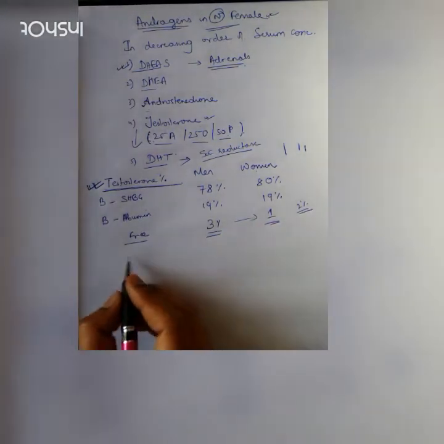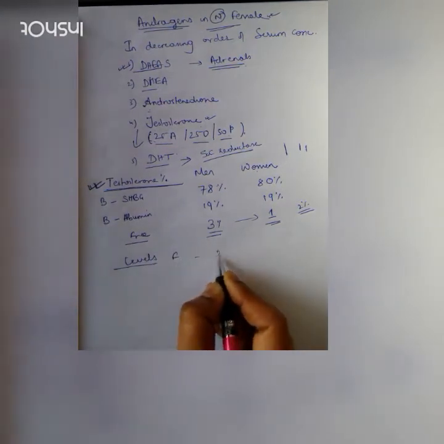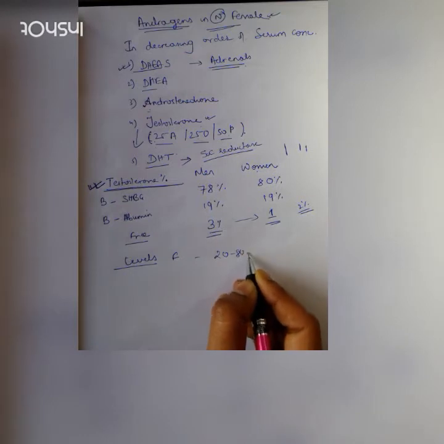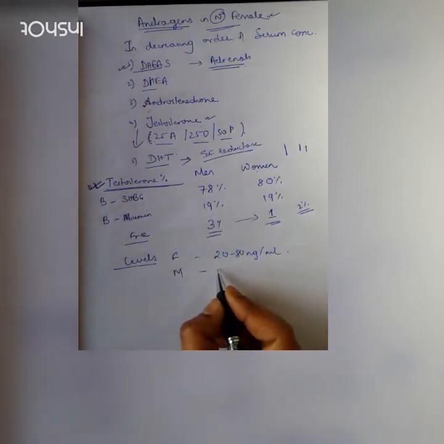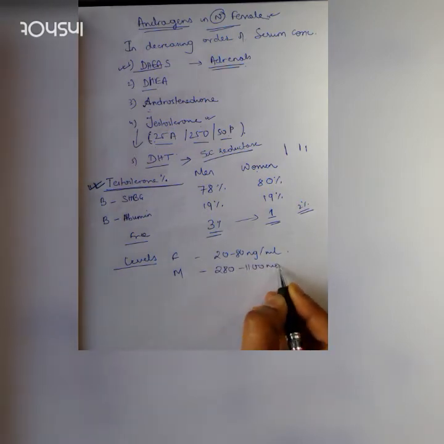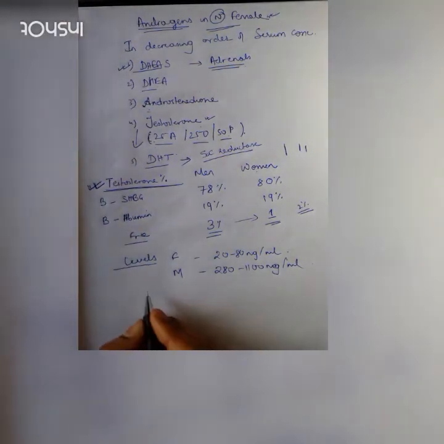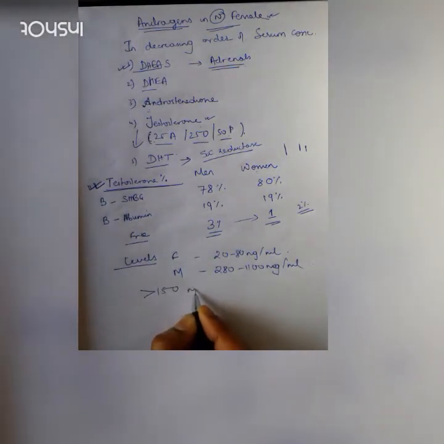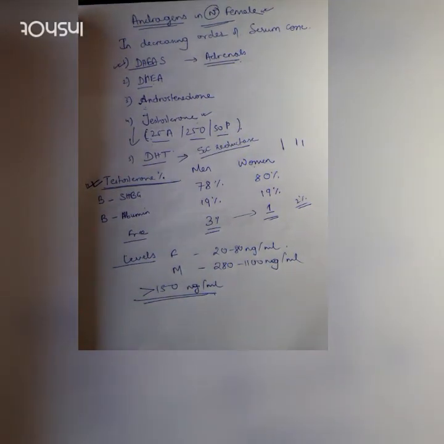The levels, if you ask me, in females is 20 to 80 ng per ml, and it is almost 10 times in men, 280 to 1100 ng. This is nanograms per ml. Alright, so if in a female you have more than 150 ng per ml, it is a point of concern. Is that visible? It's more than 150.